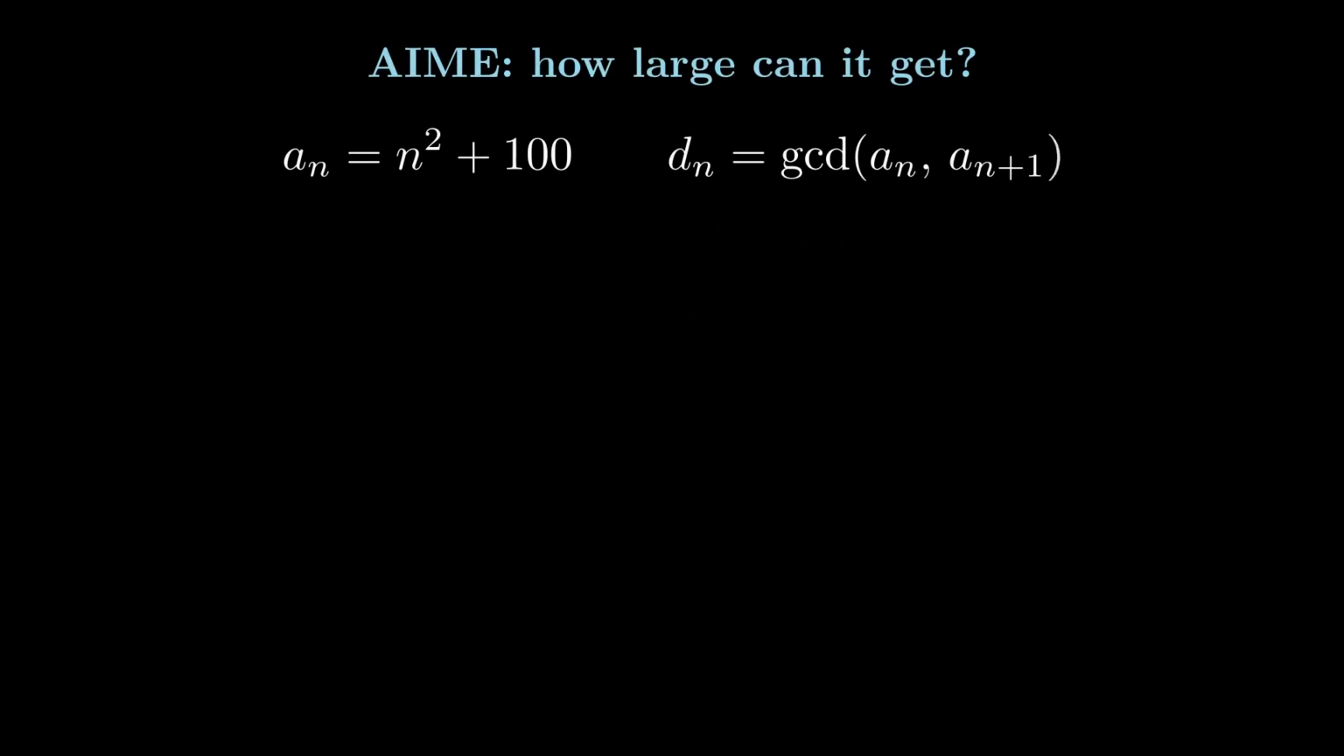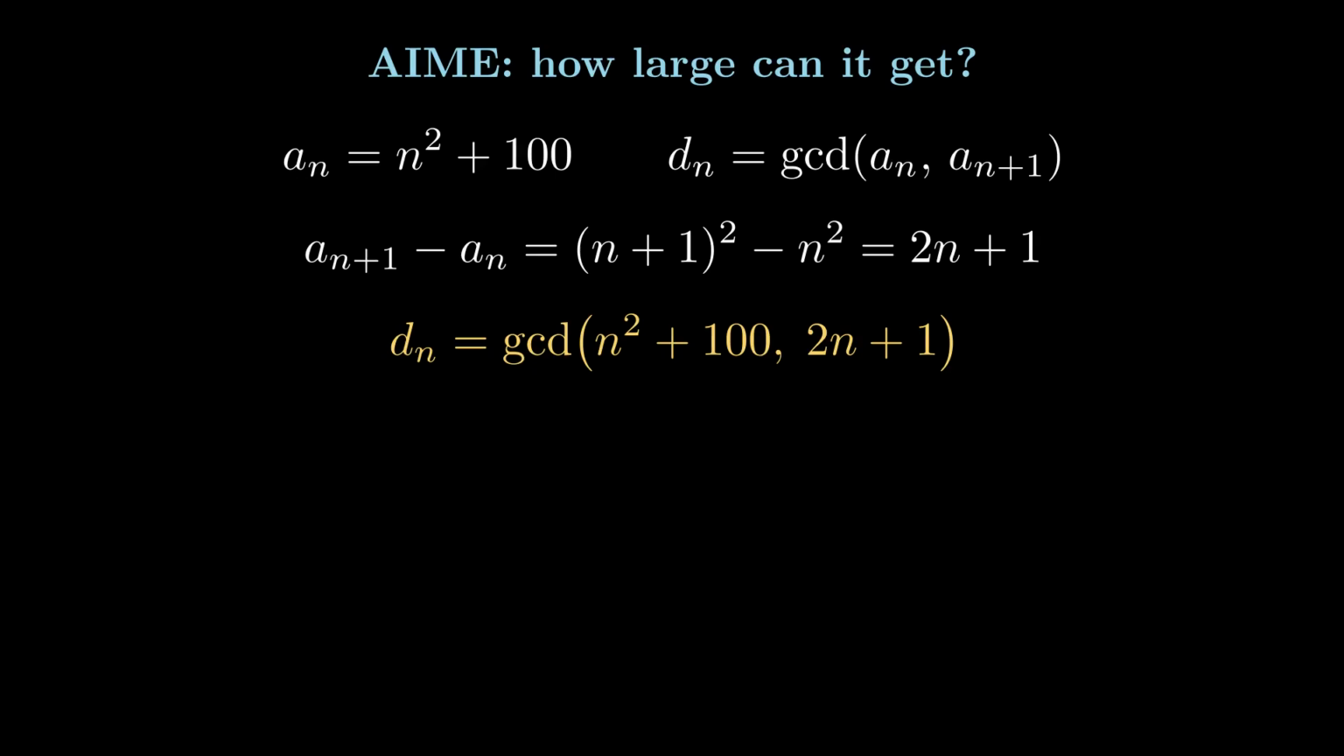Now, a competition classic from the AIME exam. The sequence a_n equals n squared plus 100. For each n, let d_n be the greatest common divisor of consecutive terms. How large can d_n get? Euclid says subtract. Consecutive terms differ by 2n plus 1, so d_n is the greatest common divisor of n squared plus 100 and 2n plus 1.